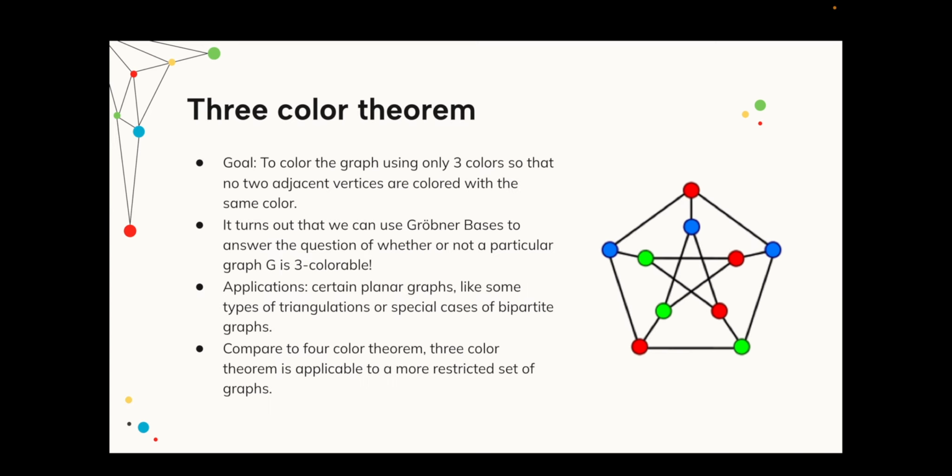First, we have the three-color theorem, which has the goal to color the graph using only three colors so that no two adjacent vertices are colored with the same color. It turns out that we can use Grobner basis to answer the question of whether or not a particular graph G is colorable. Some applications of this theorem are in certain planar graphs, like some type of triangulation or special case of bipartite graphs. Compared to the four-color theorem, the three-color theorem is applicable to a more restricted set of graphs.